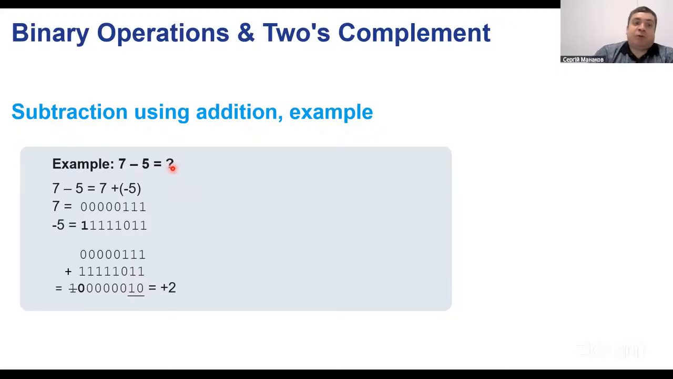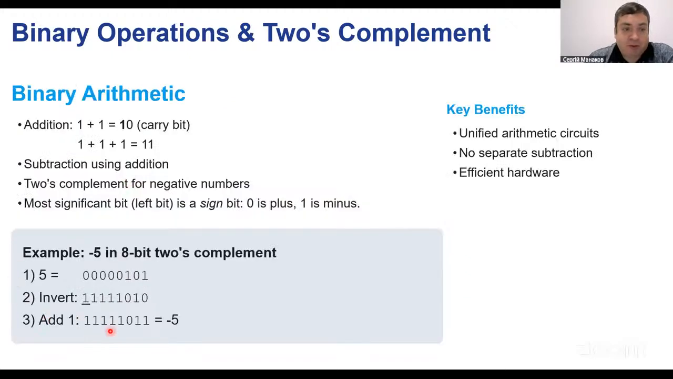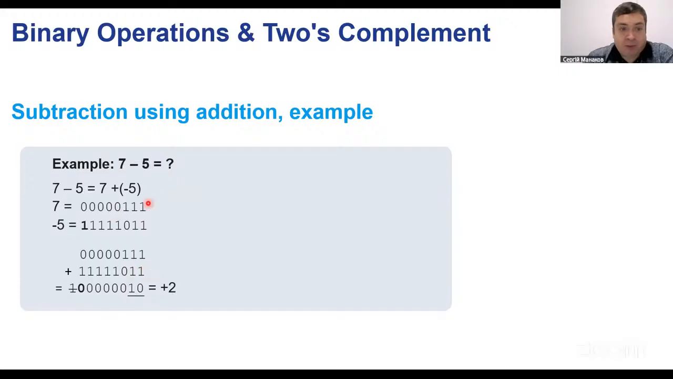So this is how the subtraction is performed using the addition and 2's complement form of negative binary numbers, with these 3 simple steps for conversion into 2's complement. By the way, if we should have another example, for example, vice versa, 5 minus 7, then we should receive -2 in the result.